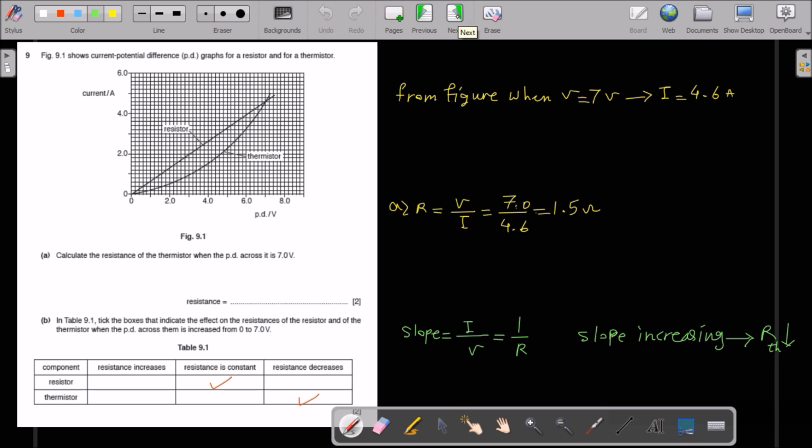Question 9. Figure 9.1 shows current potential difference graphs for a resistor and for a thermistor. Calculate the resistance of the thermistor when the PD across it is 7 volt. So from the figure, when V is 7 volt, you can find I. When V is 7, then you can find I. I will be 4.6.